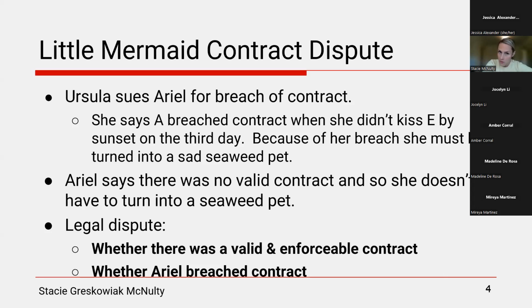Here, Ursula is suing Ariel for breach of contract. She says that Ariel breached the contract when she didn't kiss Eric by sunset on the third day. And because of Ariel's breach, she has to be turned into one of those sad seaweed things in Ursula's lair. Ariel is going to say there's not a valid contract, so she doesn't need to turn into one of these seaweed things. So what we're really focusing on in the dispute here is whether there's a contract. We're really not going to talk about whether it was breached, because we all know that she didn't kiss him by sunset.